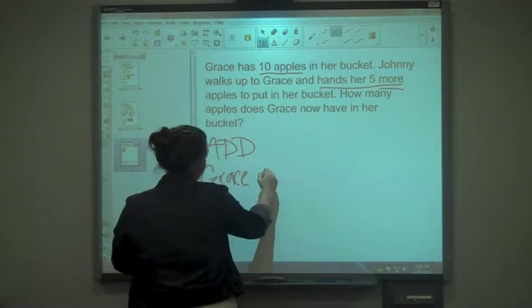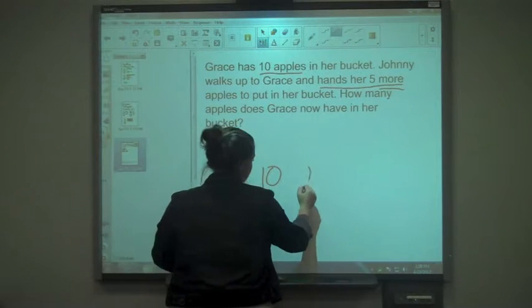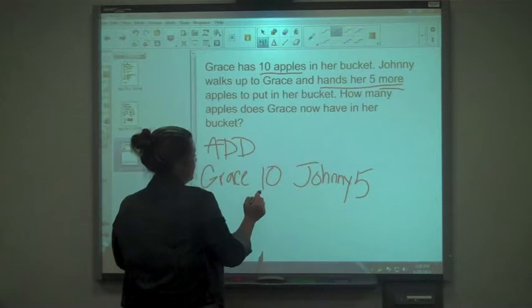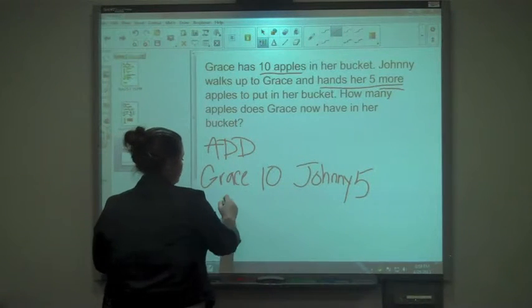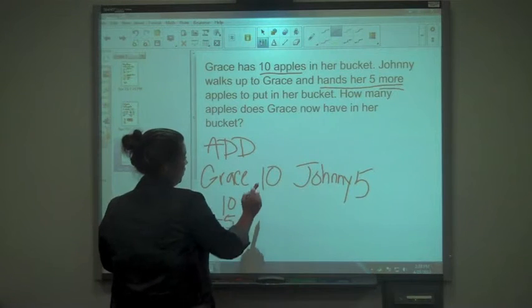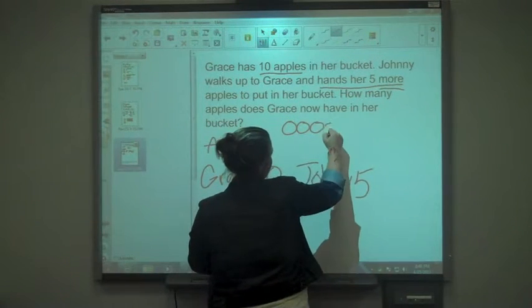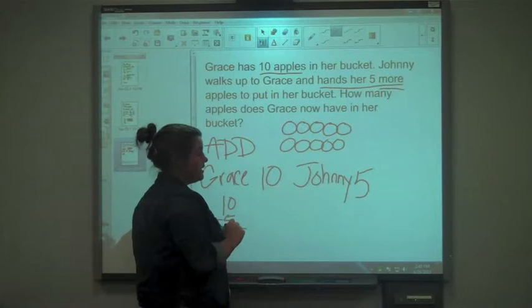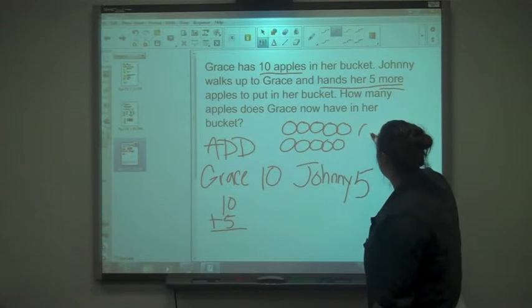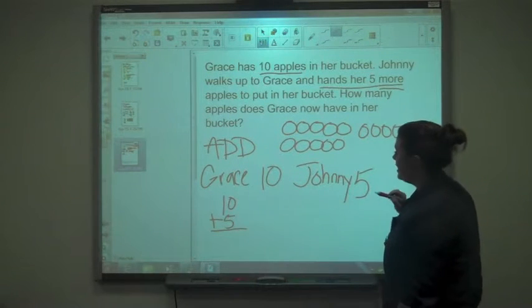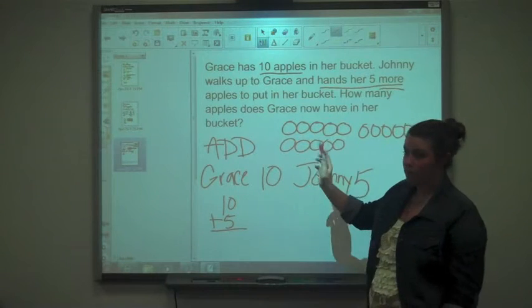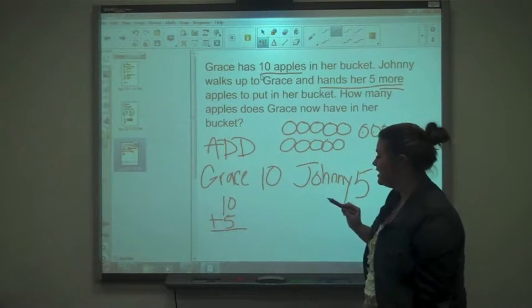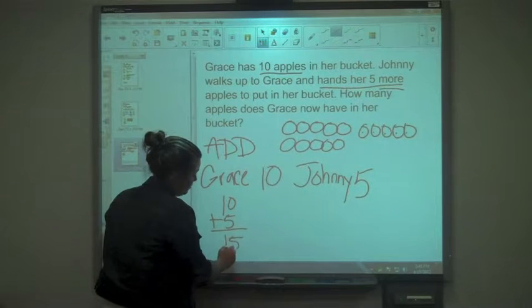Grace has 10 apples. And Johnny has how many apples? 5 apples. So, if we're going to add 10 plus 5, we're going to draw the apples to add. 1, 2, 3, 4, 5, 6, 7, 8, 9, 10. That's how many Grace has. Now to add 5 more for Johnny, 1, 2, 3, 4, 5. Now, if Grace has 10 and you add 5 more, how many does it come out to? 10, 11, 12, 13, 14, 15. So Grace has 15 apples total.